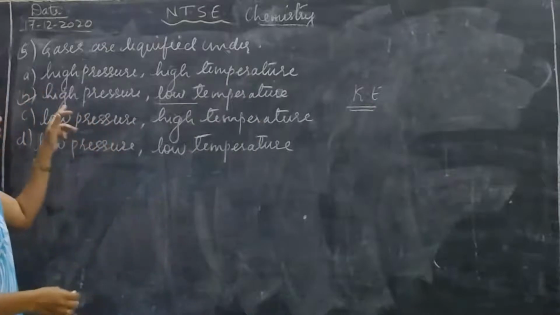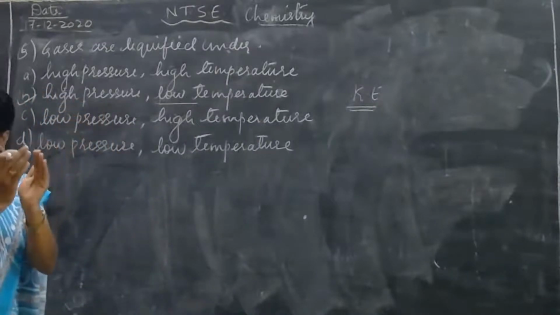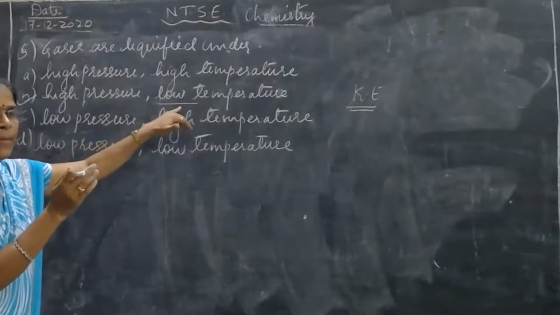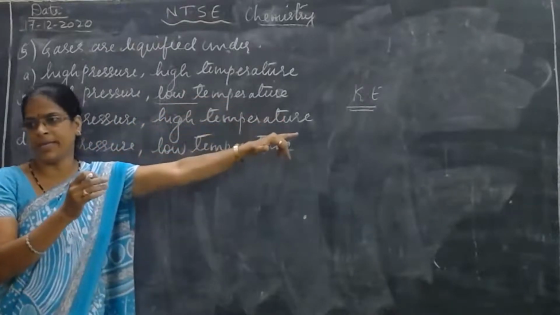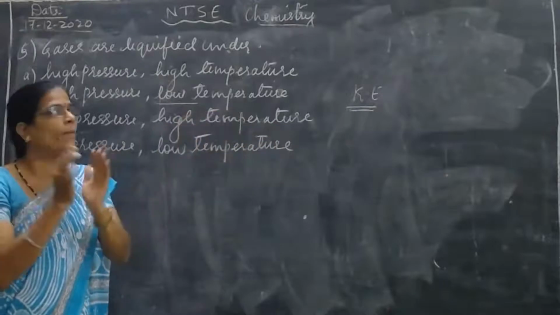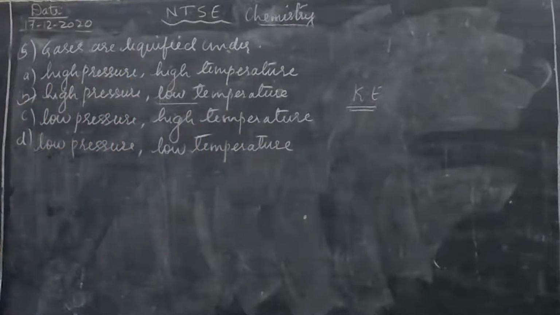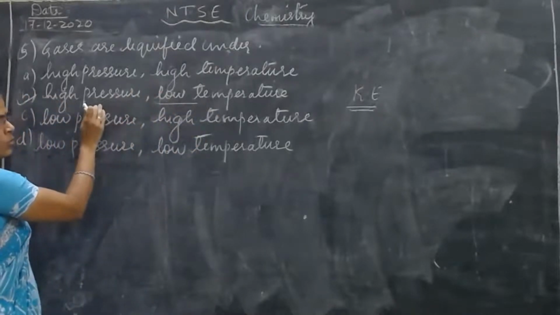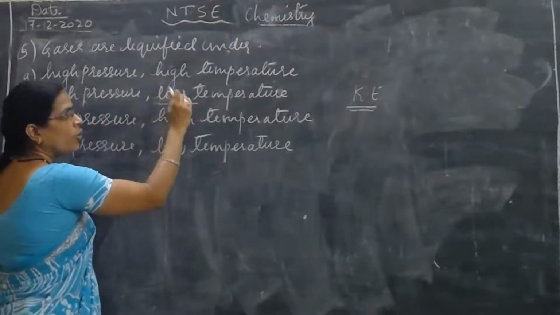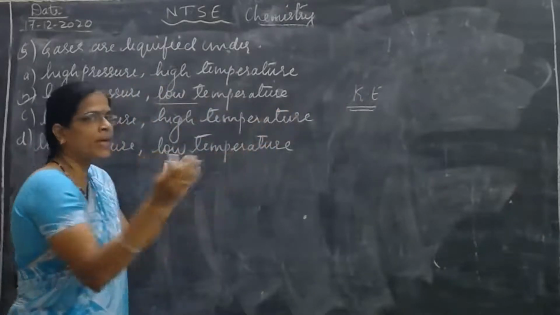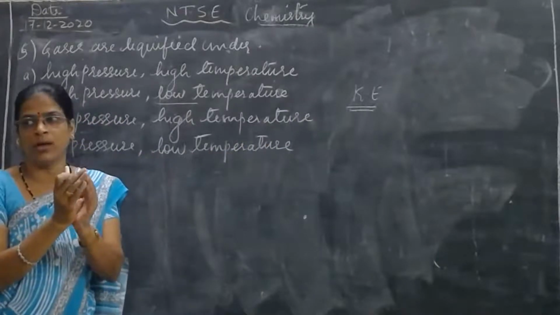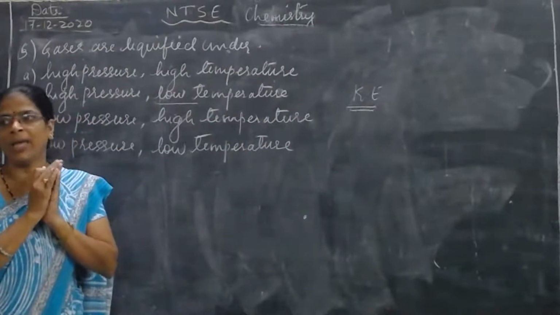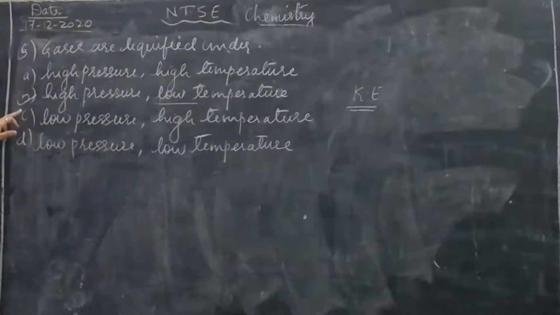Is it clear? So higher pressure brings the molecules very close. Due to low temperature, you are reducing the kinetic energy. Because of this, gases can be liquefied at high pressure and low temperature. Higher pressures bring the molecules very close together. At low temperatures, you are reducing the kinetic energies, which makes the molecules remain very close together and can be collected in a cylinder or liquefied. This is the right answer: high pressure and low temperature. Next one.